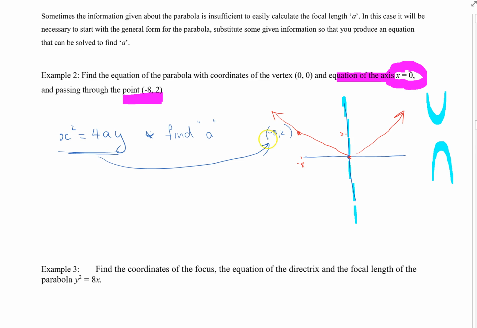So I'm going to sub those values into here because remember, I'm trying to find A. I want an equation just about A. So -8 squared is 64. 4A and y is 2. So I've got 64 is equal to 8A. I've got A is equal to 8. Therefore, our equation will be x squared is 4A. 4 8s are 32. y. Done.